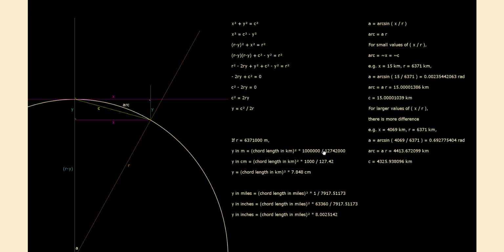If you want to work in ancient units related to the top joint of the king's thumb and various other bizarre things, we can go to miles. Y in miles is the chord length in miles squared divided by twice the volumetric mean radius in miles, the diameter of a circle with that radius. In miles, which is 7917.5, if you want it in inches, it's very simple. You take y in miles and multiply it by the number of inches per mile, which is 63,360. That number's coming back later.